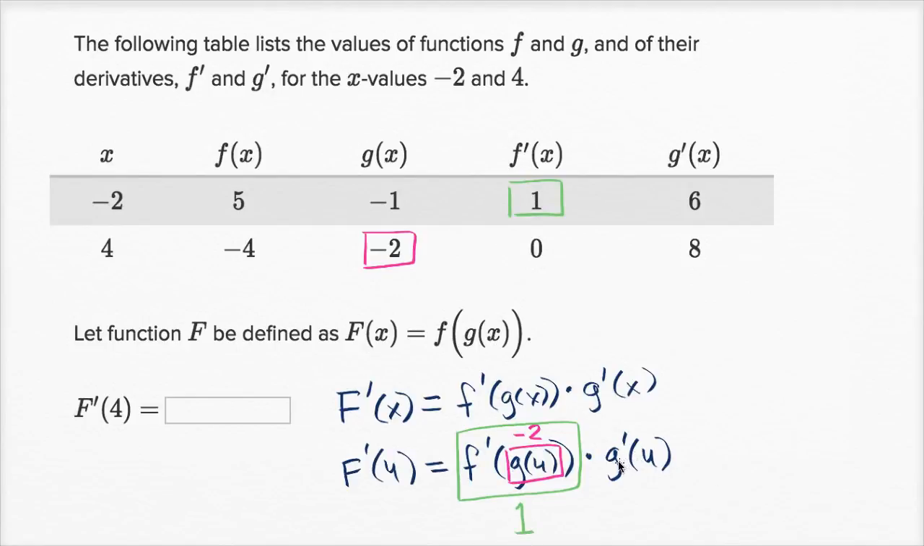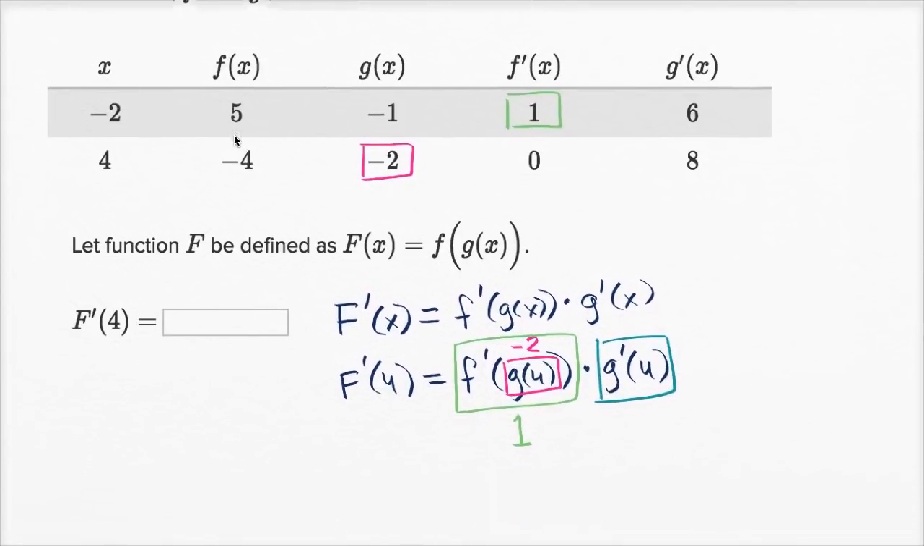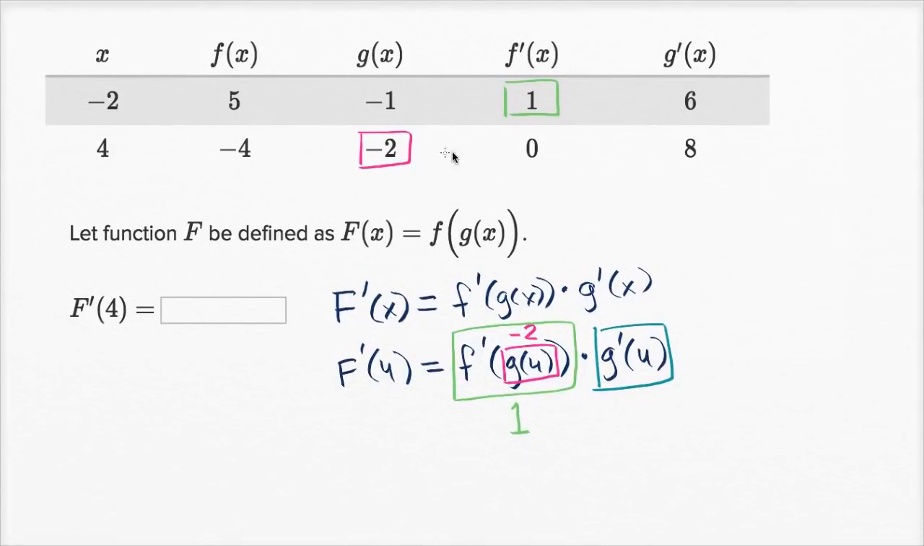And now we just have to figure out what g prime of 4 is. Well, let me circle this, g prime of 4, when x is equal to 4, and I'll scroll down a little bit. When x is equal to 4, g prime takes on the value 8. So there you have it. F prime of 4 is equal to 1 times 8, which is equal to 8. And we're done.